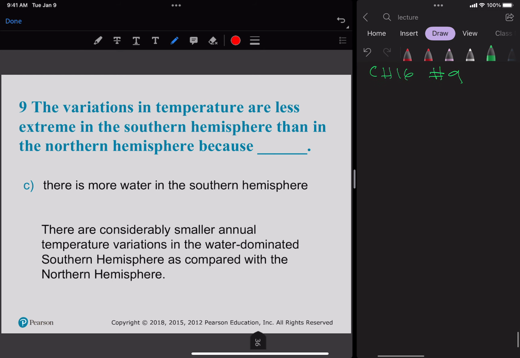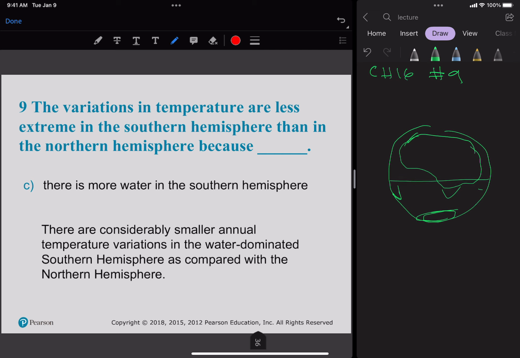And the reason why is that there's more water in the southern hemisphere. So this is the Earth. So the northern hemisphere, well, it's kind of hard to draw, but it looks probably something like this. And in the southern hemisphere, you basically have Antarctica and a piece of Africa and a little bit of South America, Australia also, but mostly you have water here.